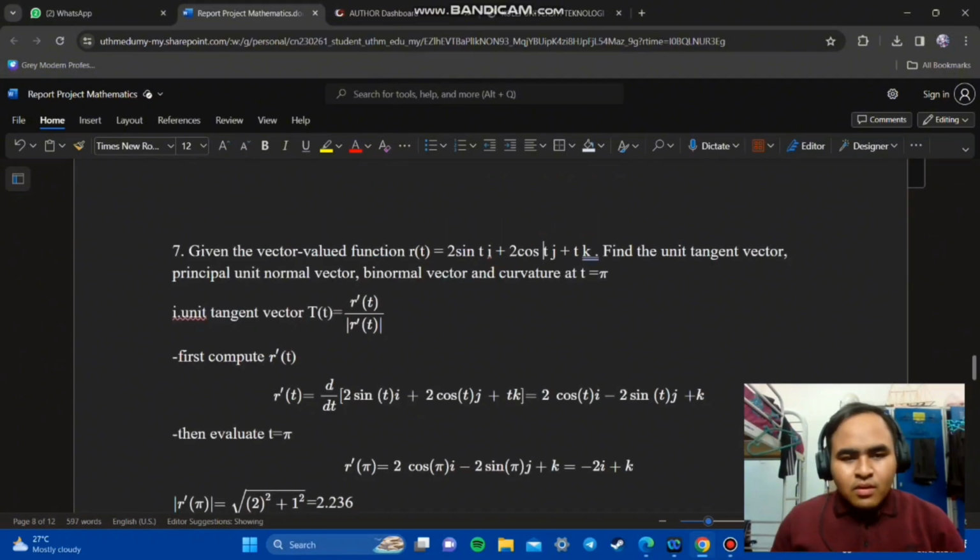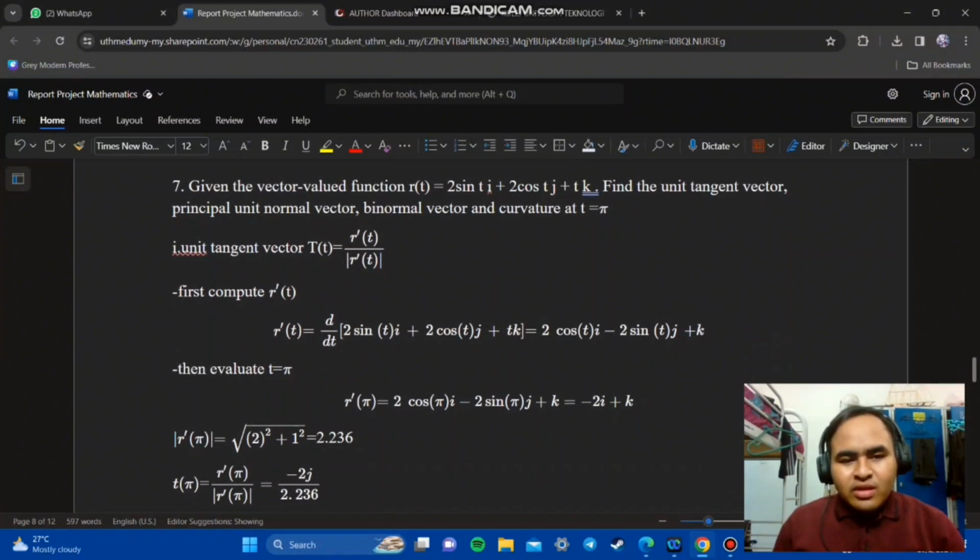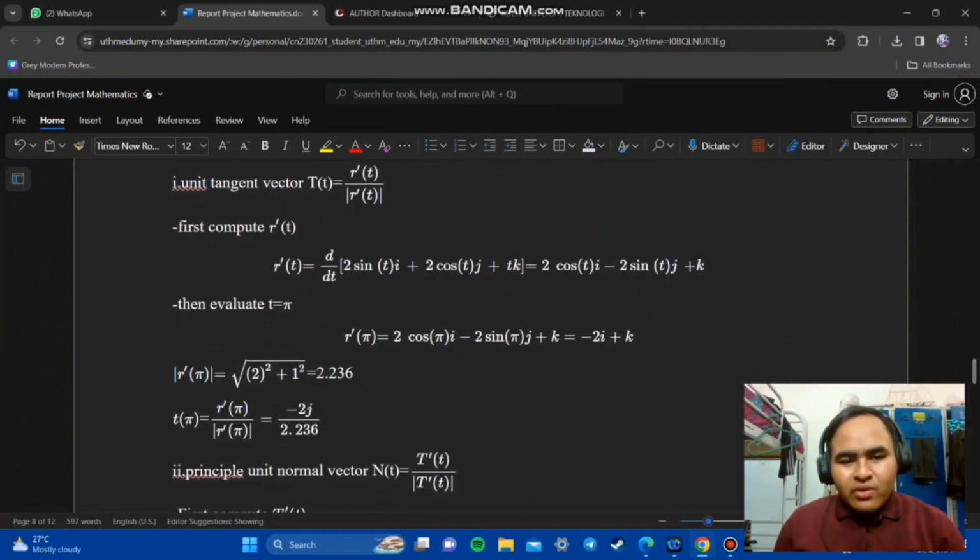5.657. For question 7, given the vector valued function, find the unit tangent vector, principal unit normal vector, binormal vector, and the curvature at t equal to pi. First, the unit tangent vector T was given. First compute r prime and then evaluate at t equal to pi.